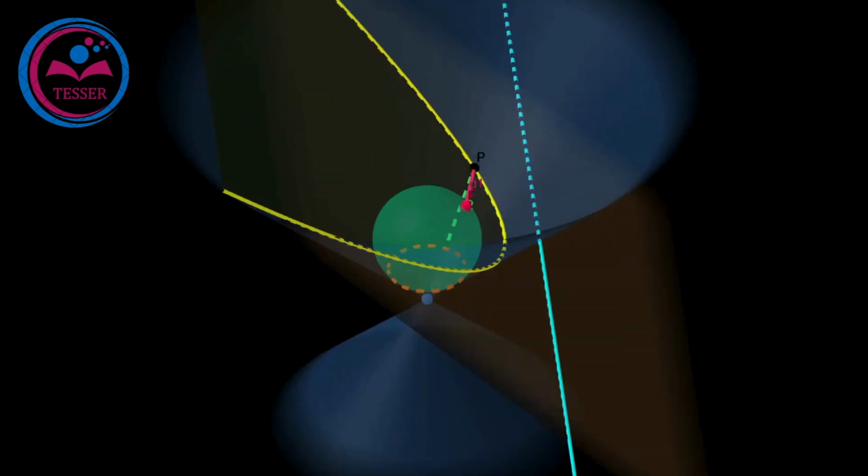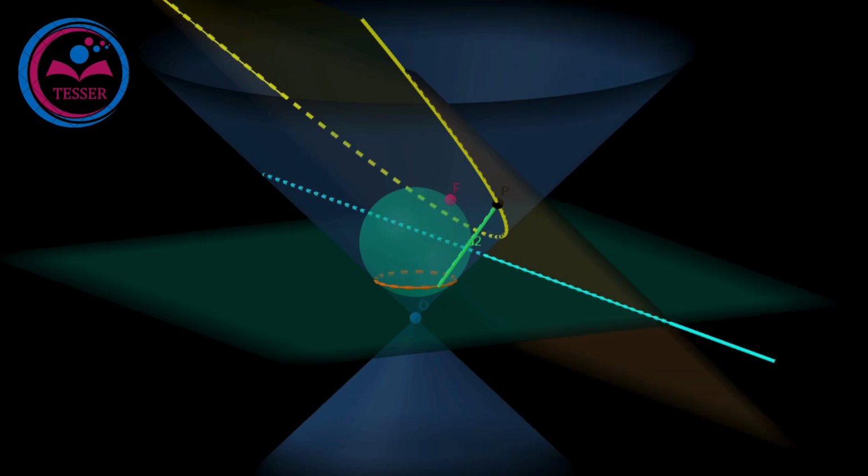Here is the magic. Look at d1 and d2. Both are tangent lines drawn from the same external point P to the same sphere. By the tangent-secant theorem, often called the ice cream cone theorem, these two lengths must be identical. So, d1 equals d2.